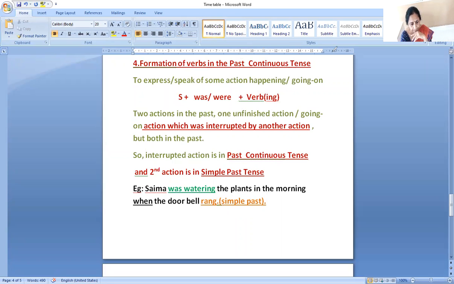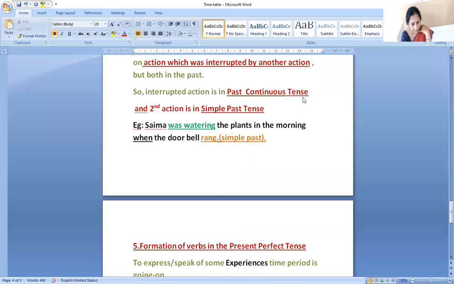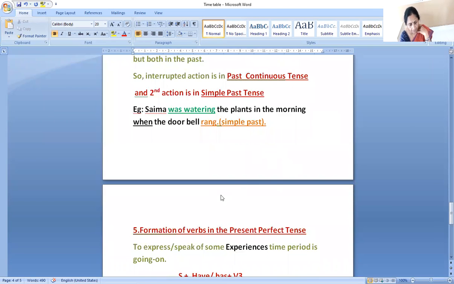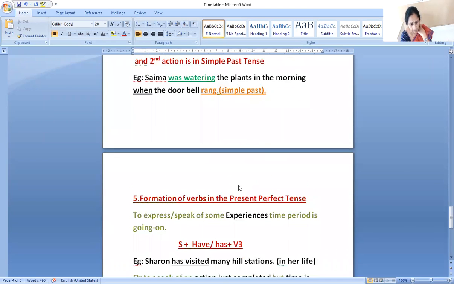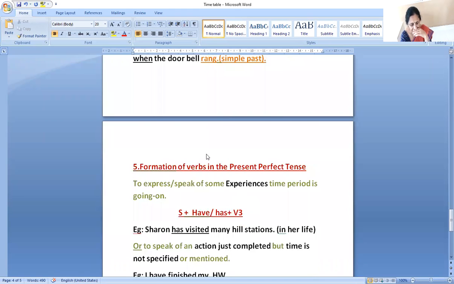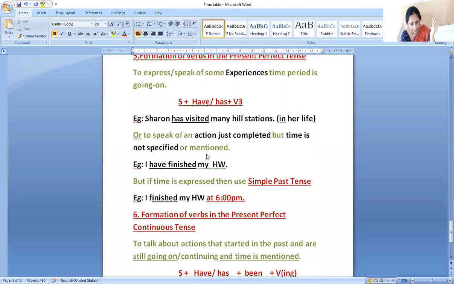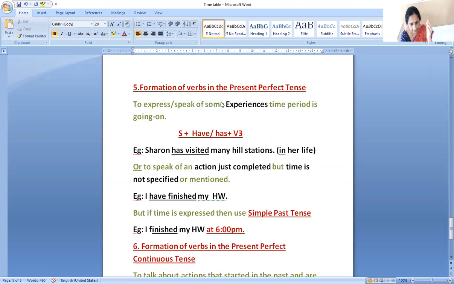Okay. Then we will do present perfect. We had done present continuous also. Now we will just see present perfect tense.